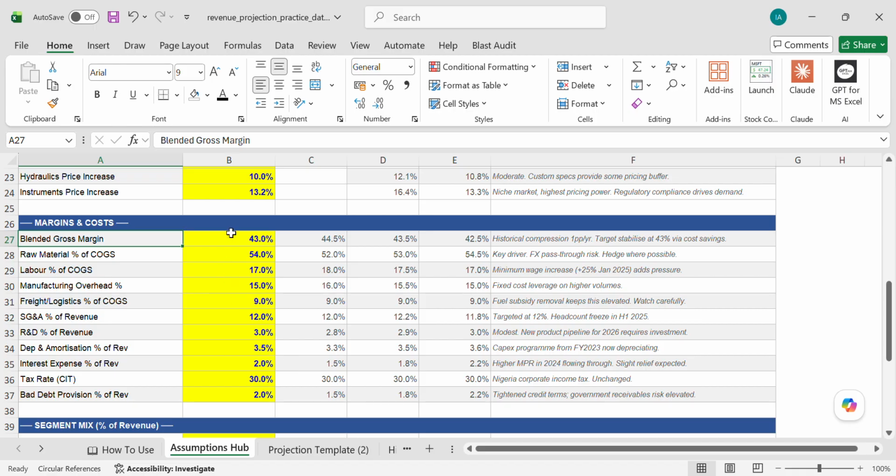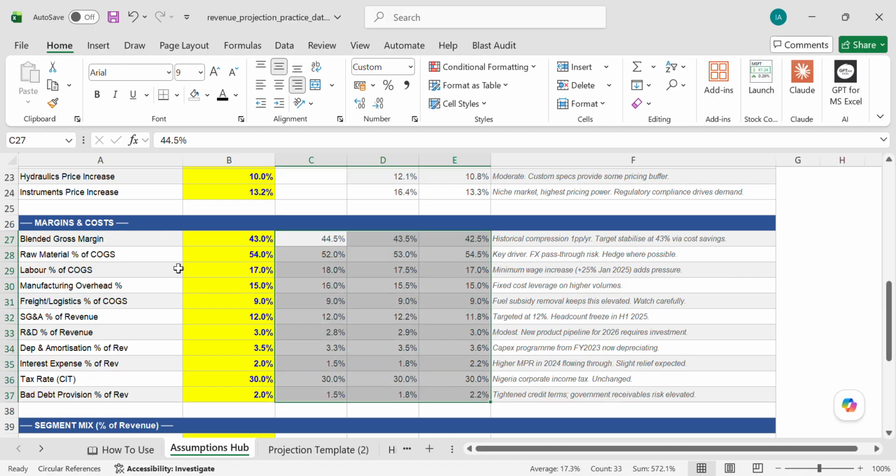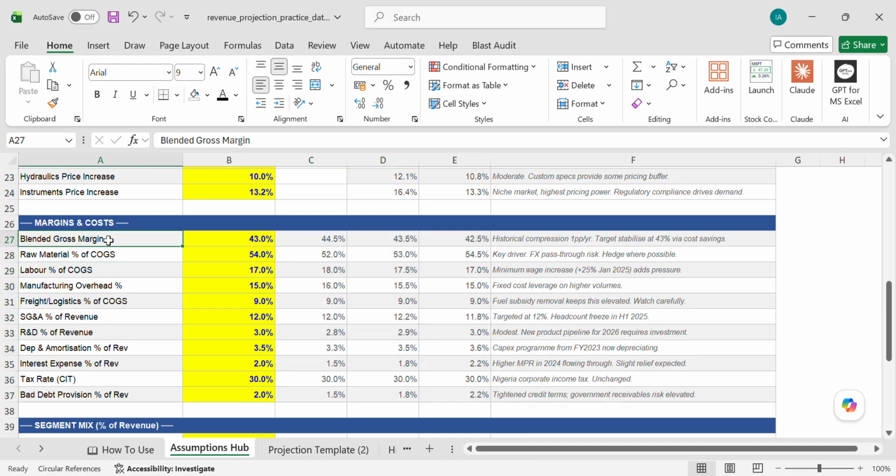Another way you can do this is budgeting your costs as a percentage of your revenue based on historical. Based on history, from 2022, you can see how the consumption for each of these COGS margins has been. The blended gross margin they have been maintaining is 44.5, 43 after COGS. So we are going to be maintaining 43.0% historical compression, right? Targeted stabilized at 43% that cost saving.